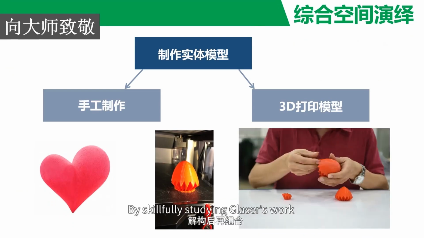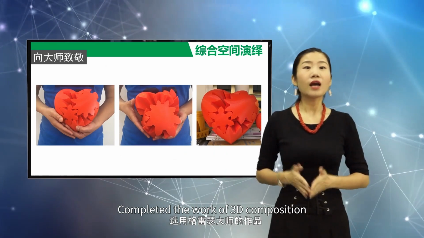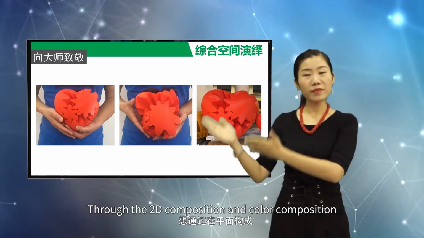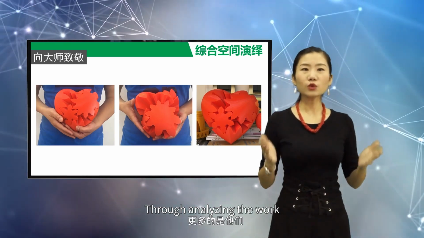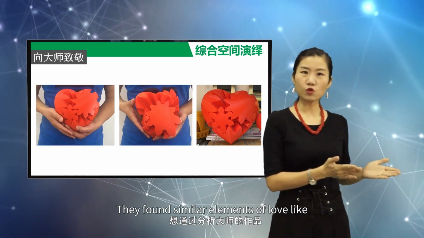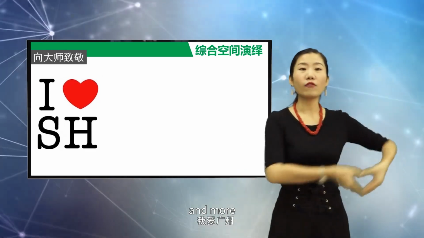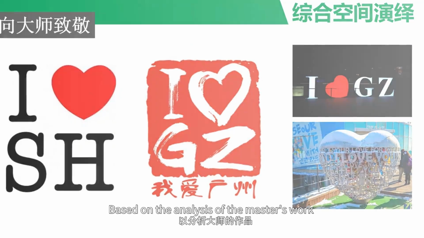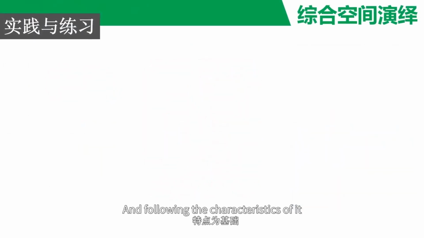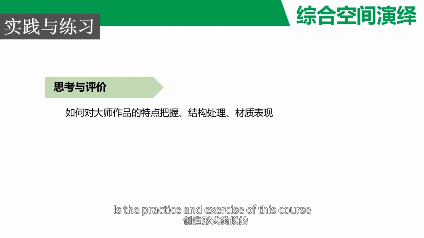This group of students, by skillfully studying Glaser's work, completed the work of 3D composition through the 2D composition and color composition. More importantly, through analyzing the work, they found similar elements of love like I love Shanghai, I love Guangzhou, and more. Based on the analysis of the master's work and following the characteristics of it to create a similar three-dimensional work is the practice and exercise of this course.